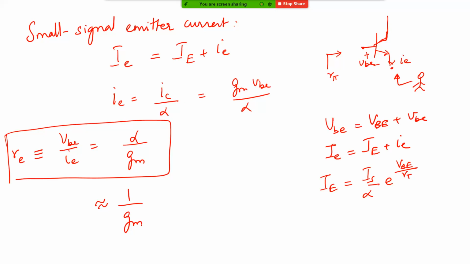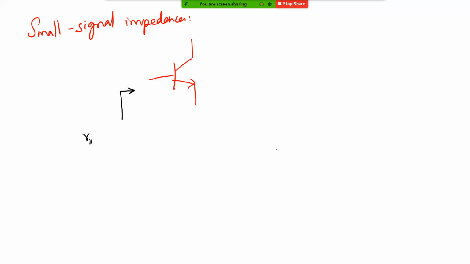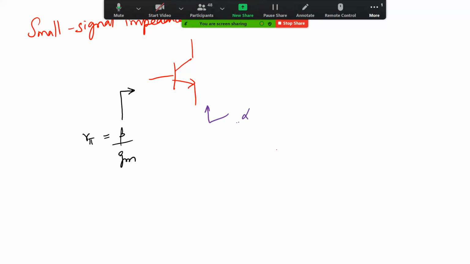If you take the transistor and look at the small signal impedances, if you look at the transistor from the base side, you will get R pi, which is given by beta by GM. If you look at this from the emitter side, you get alpha by GM, which is also called RE.